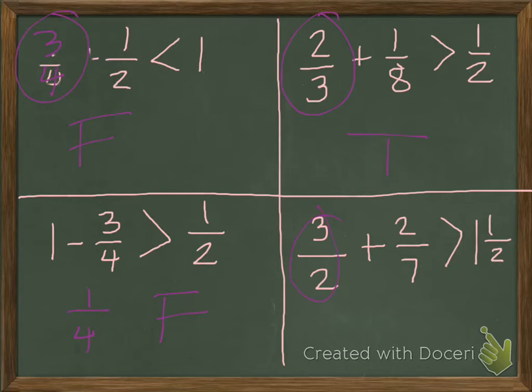D says 3/2 plus 2/7 is greater than 1.5. Well, if I look right here, 3/2 is already 1.5. So then if I add anything else to it, it would still be greater than 1.5. So this is also true.